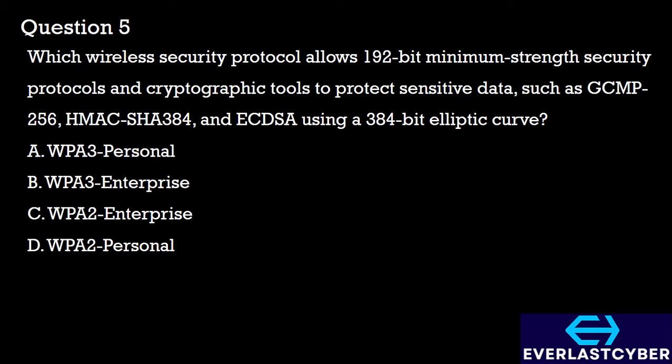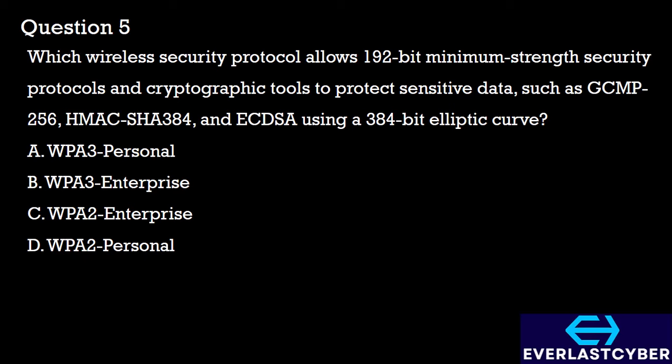Question 5. Which wireless security protocol allows 192 bits minimum strength security protocols and cryptographic tools to protect sensitive data such as GCMP-256, HMAC-SHA-384, and ECDSA using a 384-bit elliptic curve? A. WPA3 Personal. B. WPA3 Enterprise. C. WPA2 Enterprise. D. WPA2 Personal.